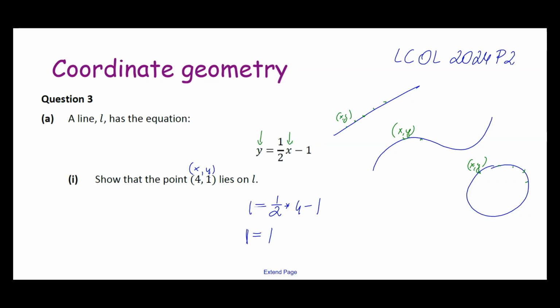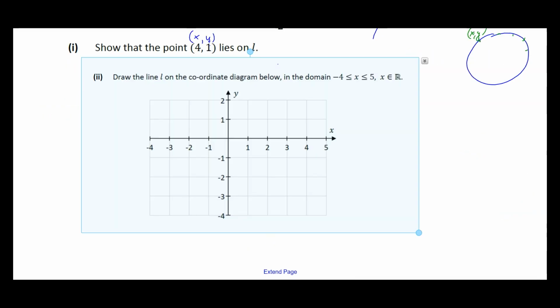Okay, let's have a look at the second part. In the second part, we have to draw that line L on the coordinate diagram below, in the domain, meaning that the value of x is between -4 and 5. And that's what we have. These are values of x, -4 and 5. So in order to draw a straight line, we need 2 points. We already have (4, 1), so 4 value of x and 1 value of y. So we know that is one place. But we need one more point. How do we find it?